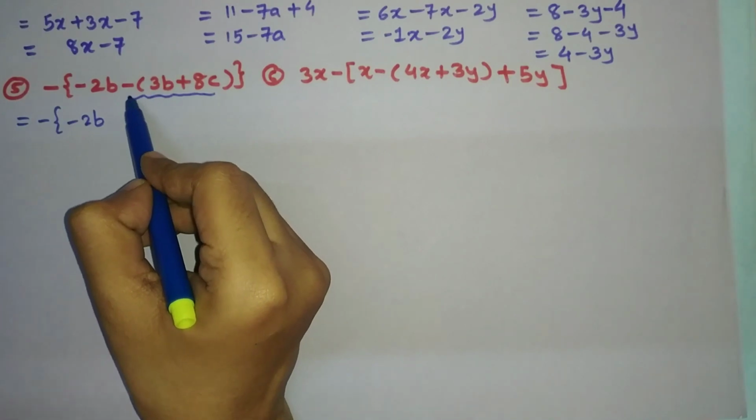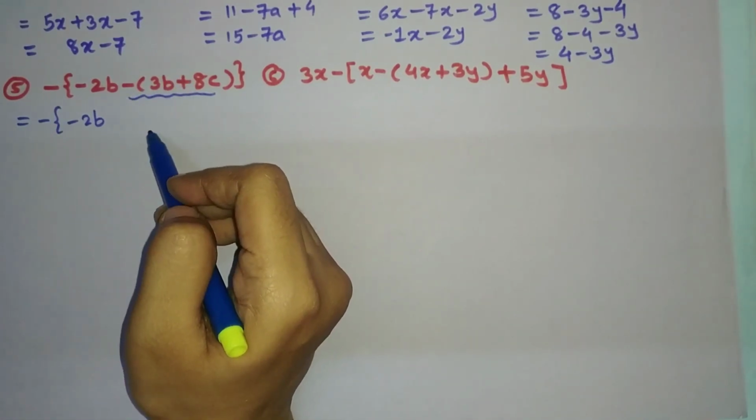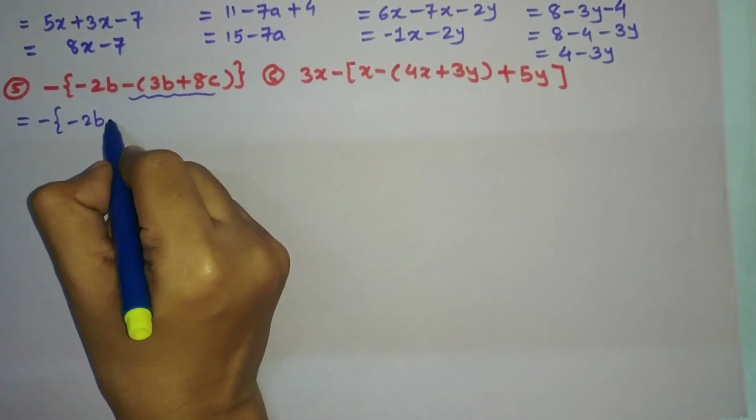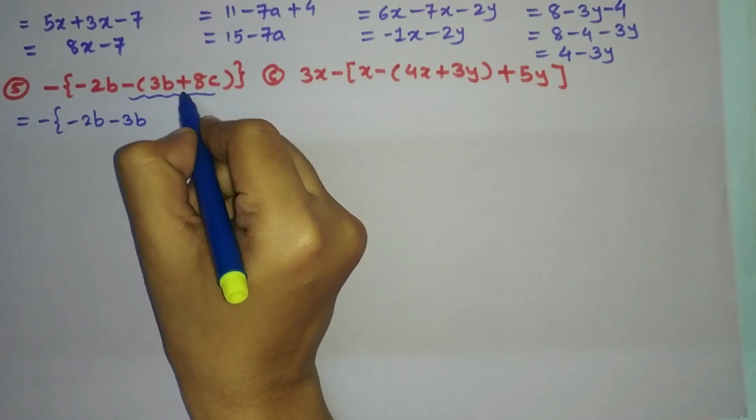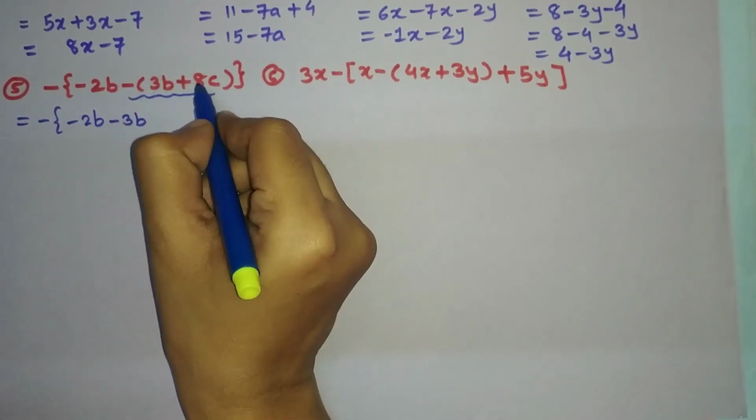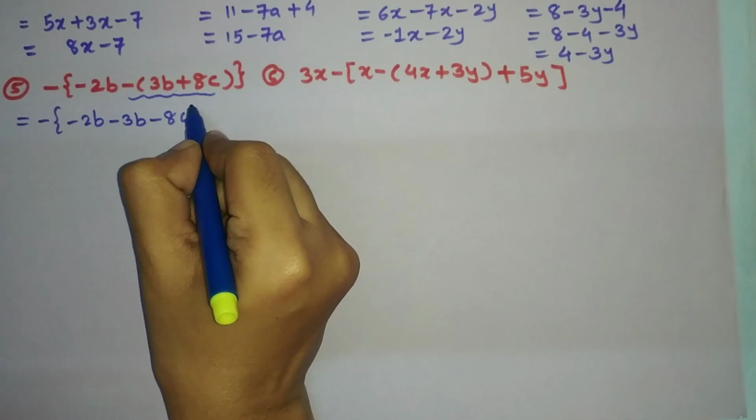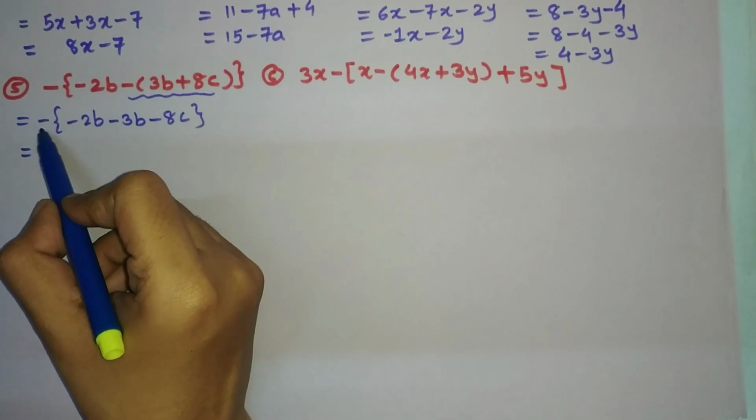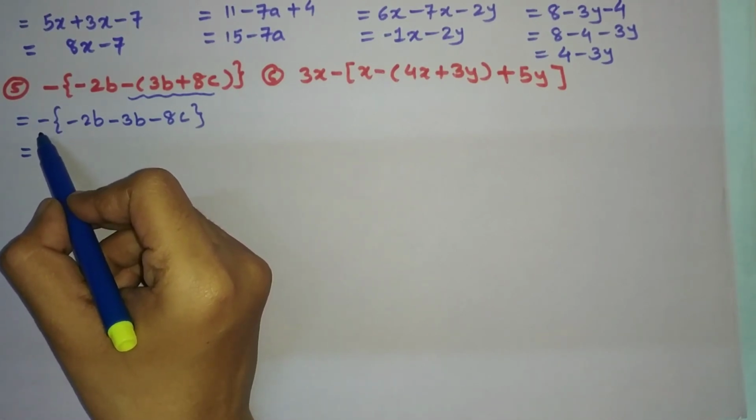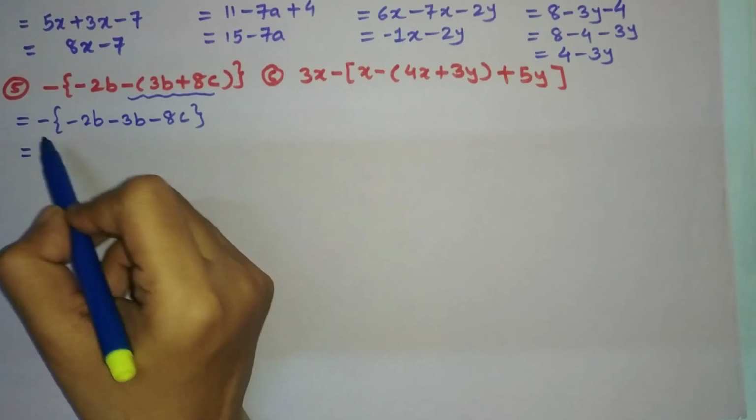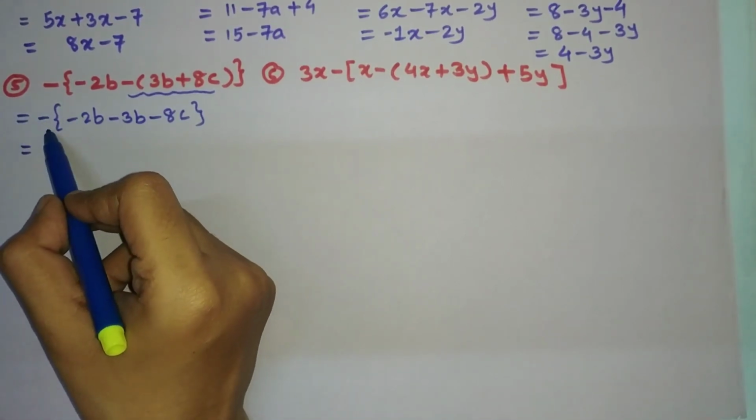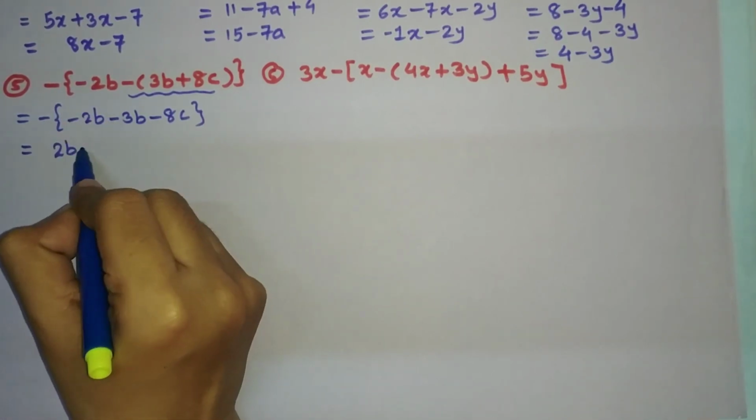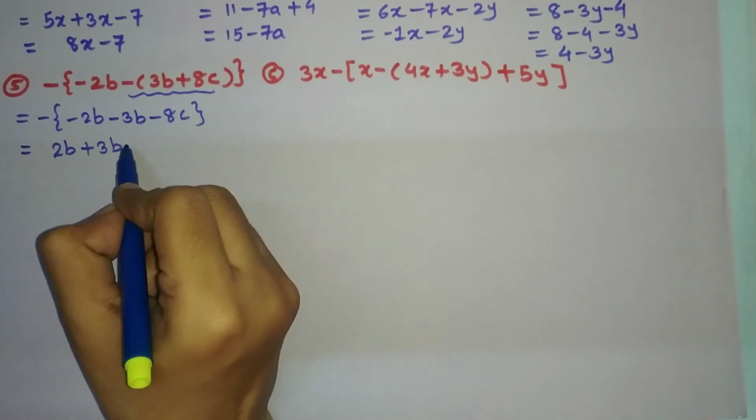Outside of the bracket a minus sign is there, so the inside terms' signs are going to change. 3b is positive, when opened with a minus sign it becomes minus 3b. Here 8c is positive, outside is a minus sign, so it becomes minus 8c. So now we have opened this bracket. Now again if you follow carefully, a minus sign is there outside of the curly bracket. So inside all terms' signs are going to change whenever an outside minus sign is there. So minus minus becomes plus 2b, minus minus becomes plus 3b, and here minus of minus means plus 8c.